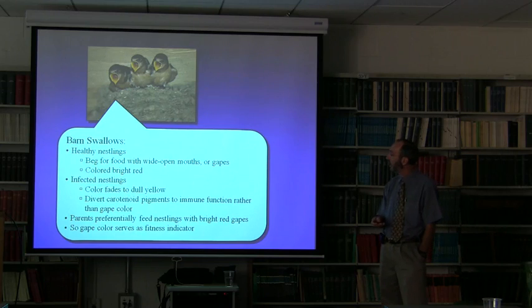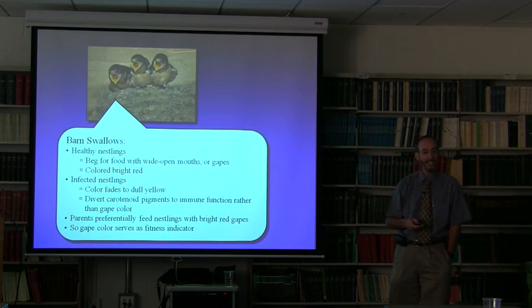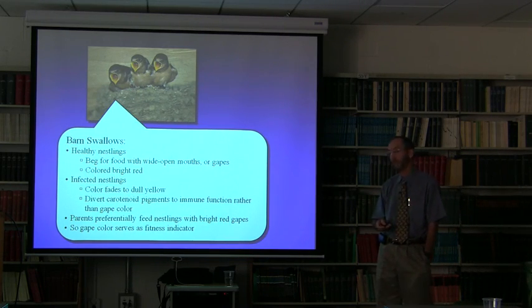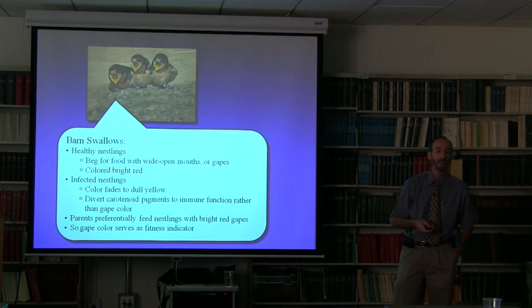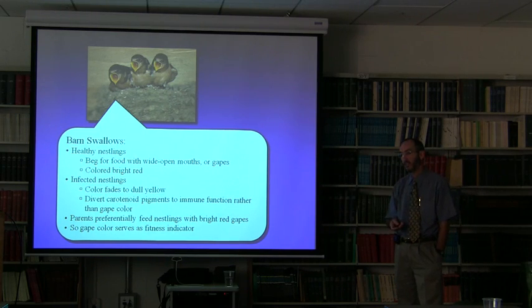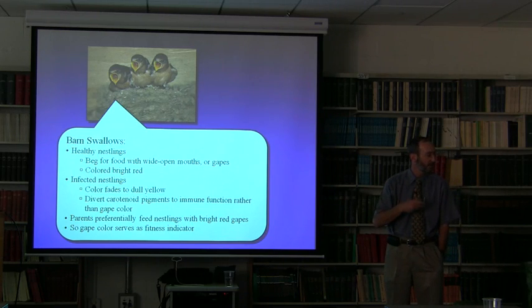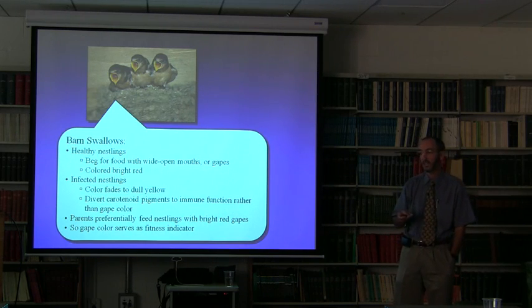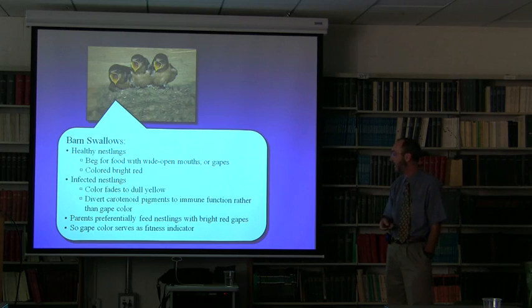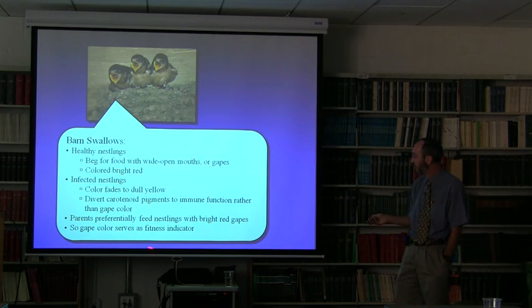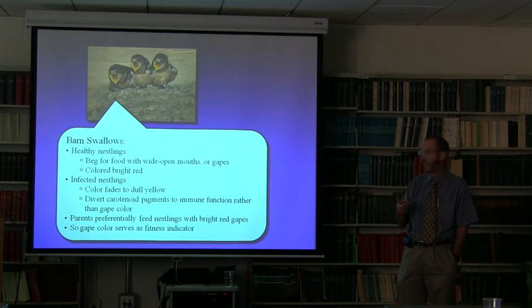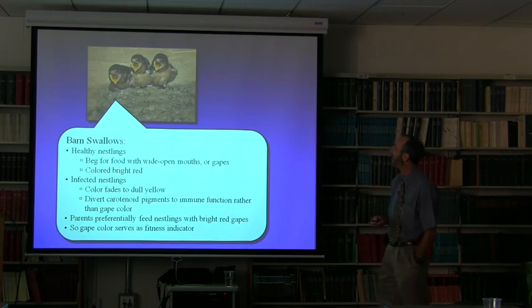For example, healthy barn swallow nestlings beg for food with wide open mouths or gapes colored bright red. But that color fades to a dull yellow when they're infected, because they must divert the crucial carotenoid pigments to immunity rather than to gape color. Parents preferentially feed nestlings with bright red gapes, so gape color may be serving as a fitness indicator. I don't know why in this picture that's not a bright red, but that's the only picture I can find of barn swallow gapes.